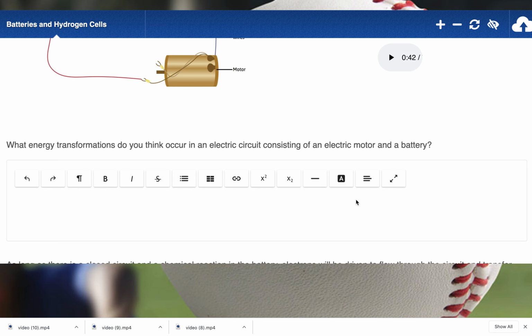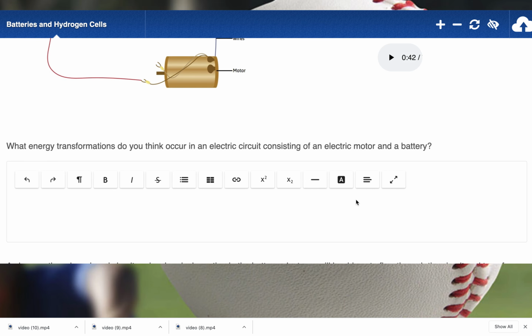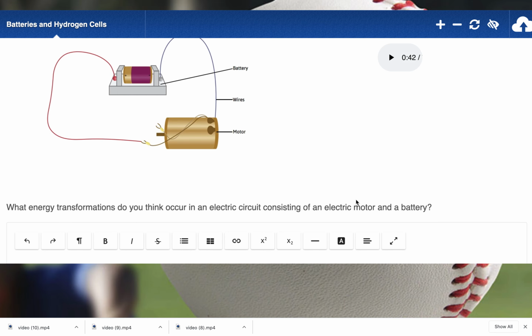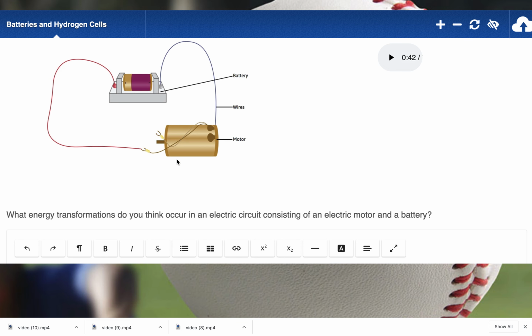What energy transformations do you think occur in an electric circuit consisting of an electric motor and a battery? Electric motor, battery.